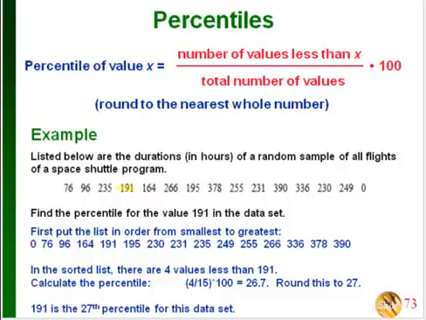So if we start with our smallest value, it turns out there are actually 4 values smaller than the 191. So we divide 4 by the total number of values, which was 15, multiply that times 100, and that gives us 26.7. We're going to round this to 27. And that means that 191 is the 27th percentile for this data set. Again, what that means is that 191 is a higher value than 27% of the values in the set.